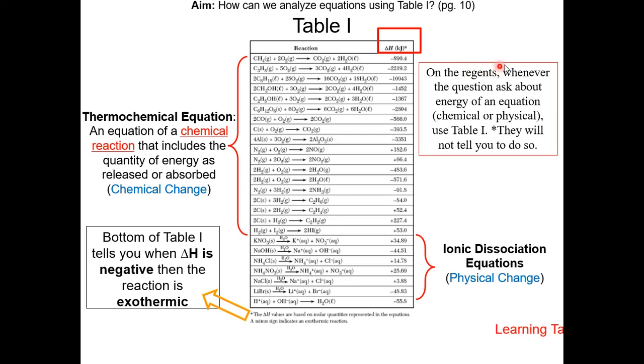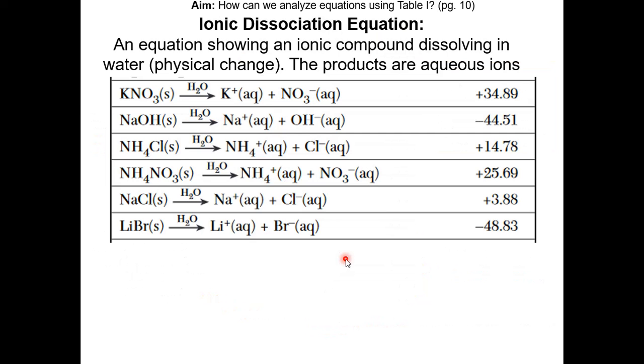On the Regents exam, whenever a question asks about energy of an equation, chemical or physical, you have to use Table I to look up that equation. Sometimes the question will not tell you to go to Table I.